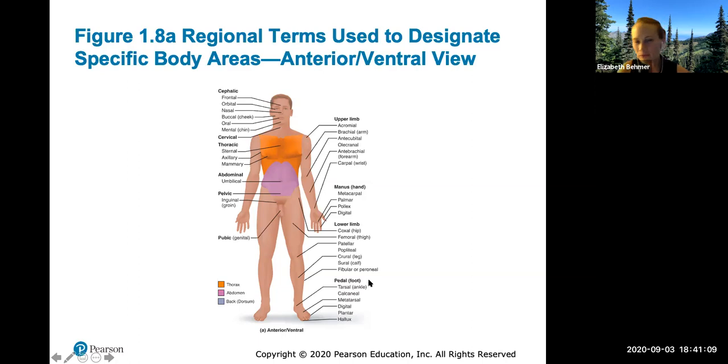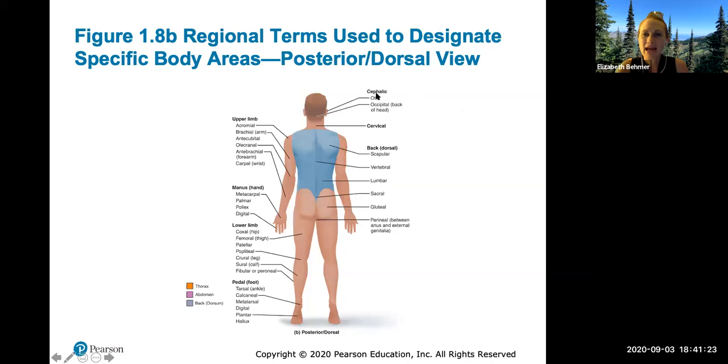So a lot of these hopefully should be familiar because you've learned a lot of the structures from anatomy on what lies below them. All right, hallux is the big toe, pollex is the thumb. And then on the back side, you can see you have a scapular region, vertebral region, and lumbar region, sacral region, all on the back.